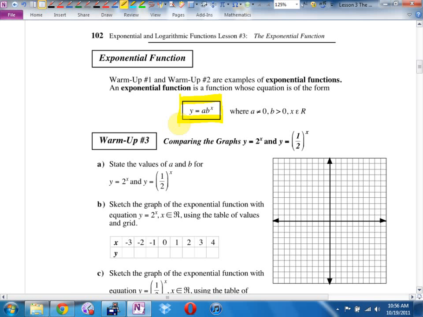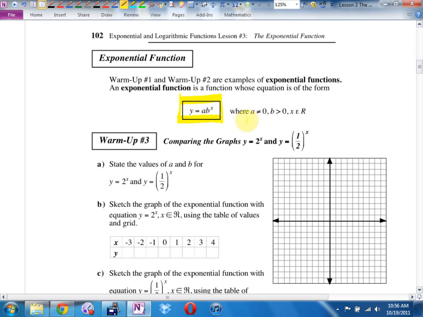We have to add a couple of restrictions, though. A can't be 0. Why can't A be 0? If A was 0, I'd have 0 times B to the X. What's 0 times anything? That's not going to give me this shape. Guarantee it. Oh, and we add one more thing. B has to be positive. You can't have a negative base.